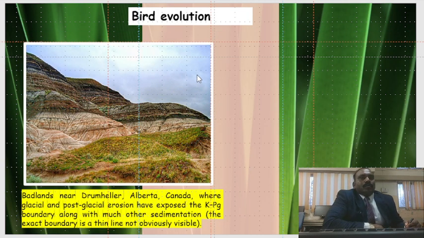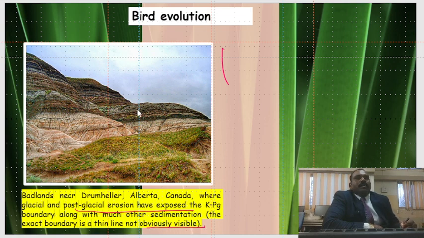So this is a most important historical site which can give insight about the KT boundary or the demise of the dinosaurs: the Badlands near Drumheller, Alberta, Canada, where the glacial and post-glacial erosion have exposed the KP boundary, and this is supposed to be the sedimentation at the extinction boundary, and this thin line shows the obviously visible demise of the remnants of the dinosaurs. Thank you.